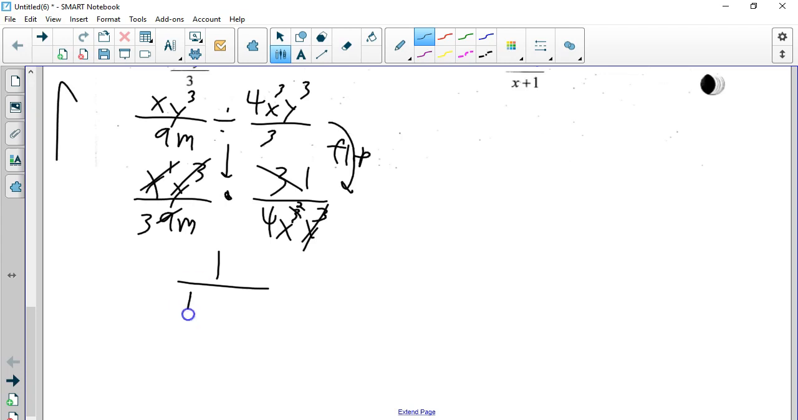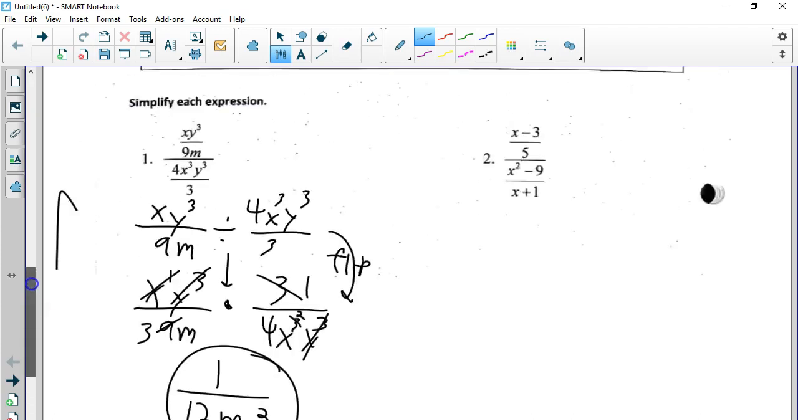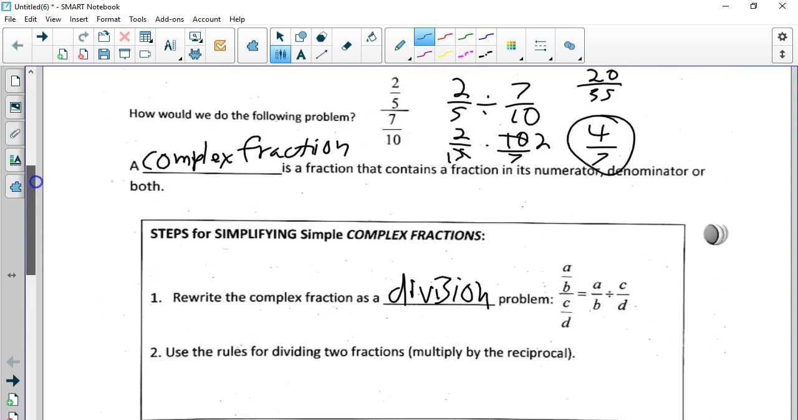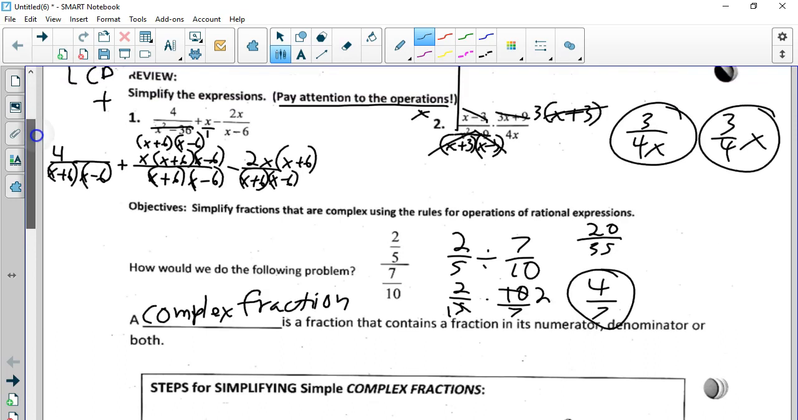Now, what's left on the bottom? Well, 3 times 4 is 12. I have an m left. There was nothing to cancel there. I have an x squared, and that's it. I'm finished. 1 over 12 mx squared. And again, some people might write that as 1/12. But the problem is, as opposed to this, which problem was it?